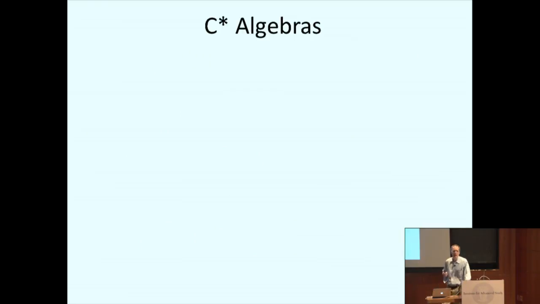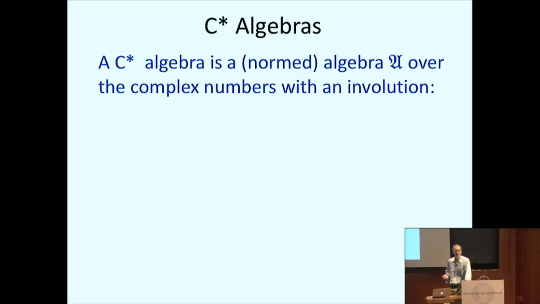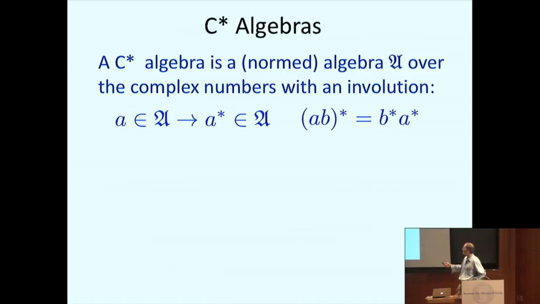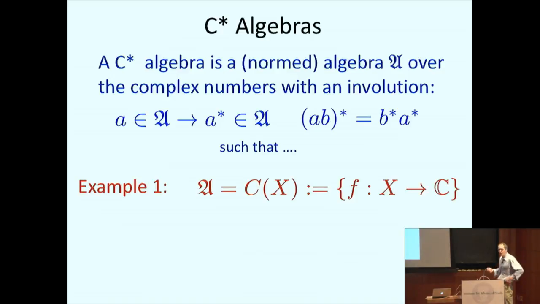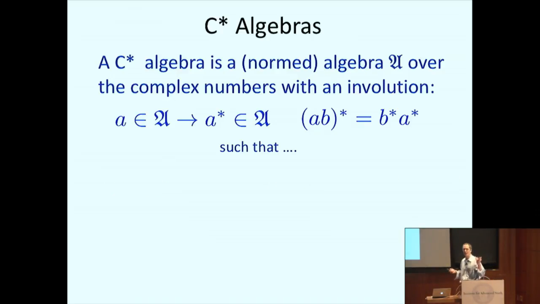Now, to talk about non-commutative manifolds, you use the language of C-star algebras. So a C-star algebra is a normed algebra, A, that's a Gothic A, over the complex numbers with an involution. So A goes to A star, and (AB) star is B star A star, and some other axioms we don't have time for.